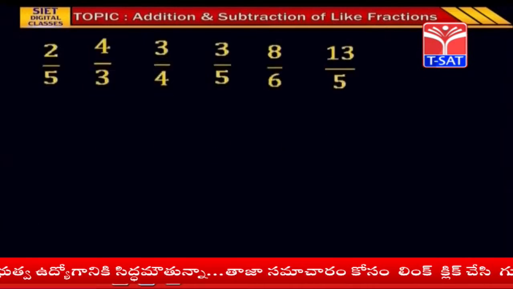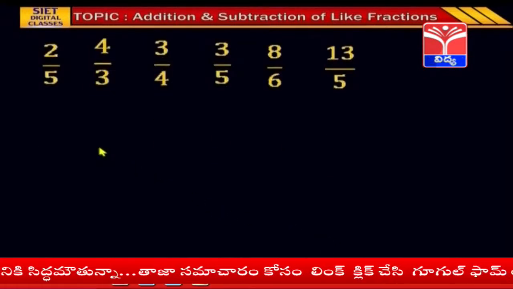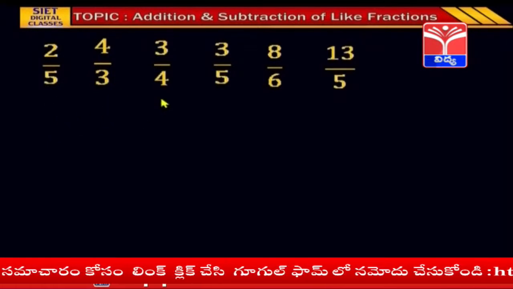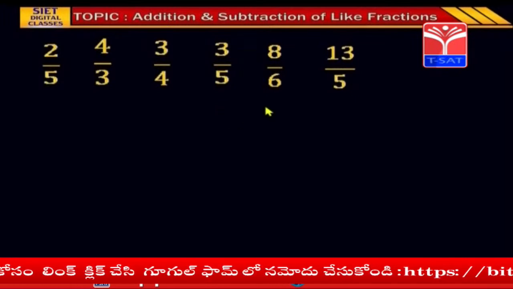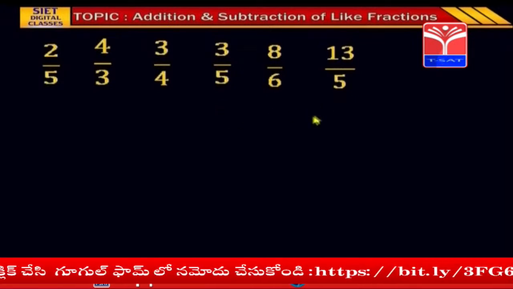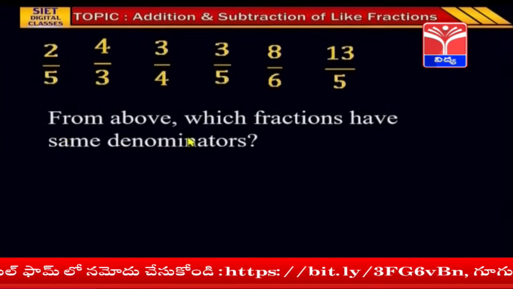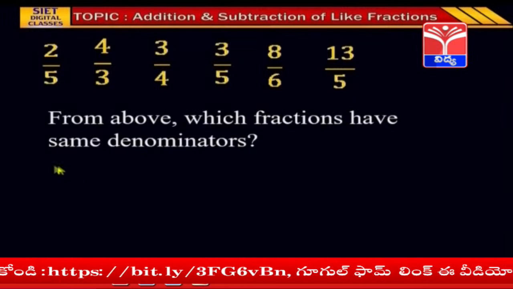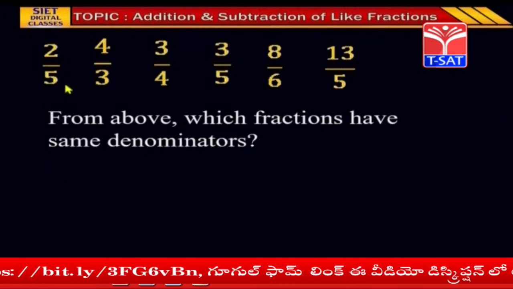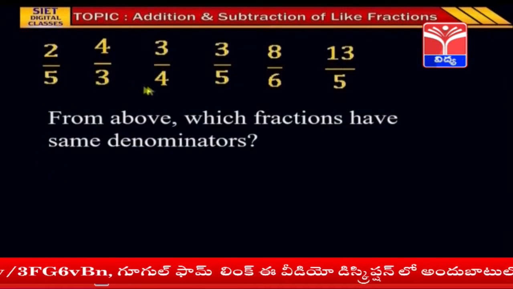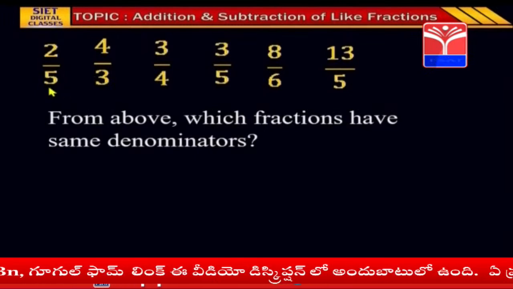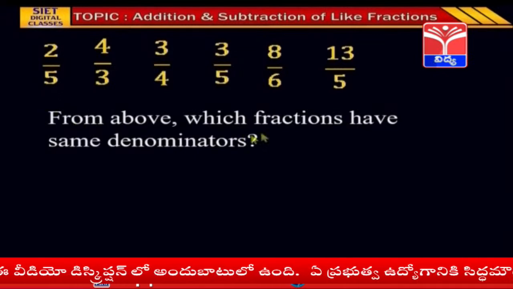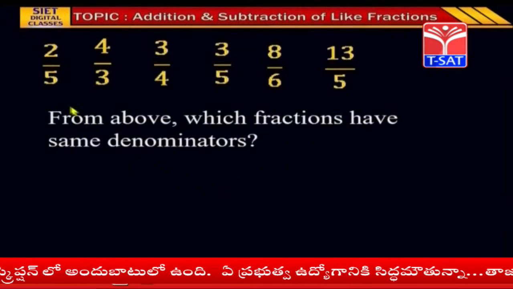And then we go for another situation. Here you are observing some fractions, 2 by 5, 4 by 3, 3 by 4, 3 by 5, 8 by 6, 13 by 5. Observe from above which fractions have same denominators. Denominator means which are written under the division line. So it represents total number of parts of a whole. So from above, which fractions have same denominators?